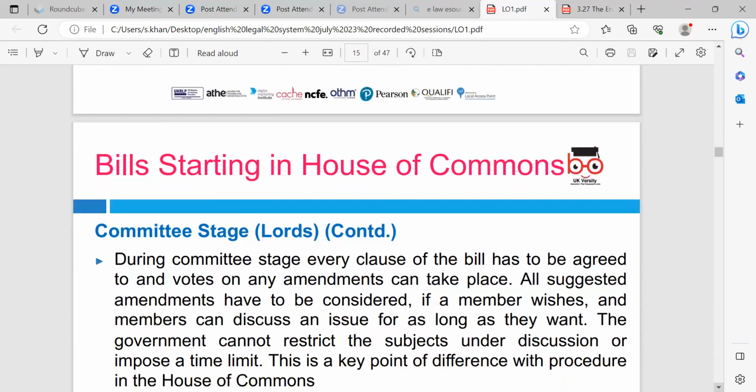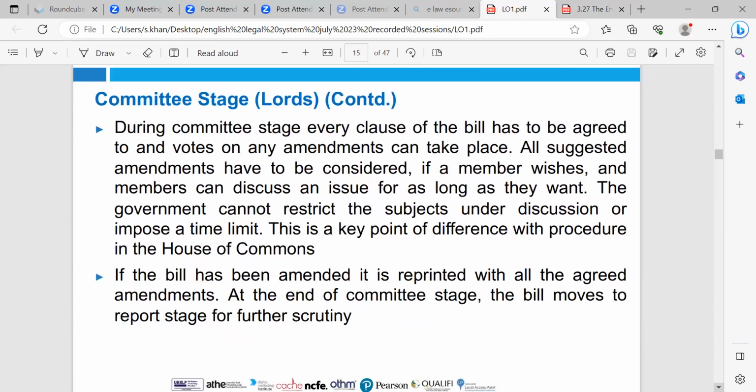So the committee stage continued at the Lords. During the committee stage, every clause of the bill has to be agreed, and votes on any amendments can take place. All suggested amendments have to be considered. If a member wishes, members can discuss an issue for as long as they want. The government cannot restrict the subjects under discussion or impose a time limit. This is a key point of difference with procedure in the House of Commons.